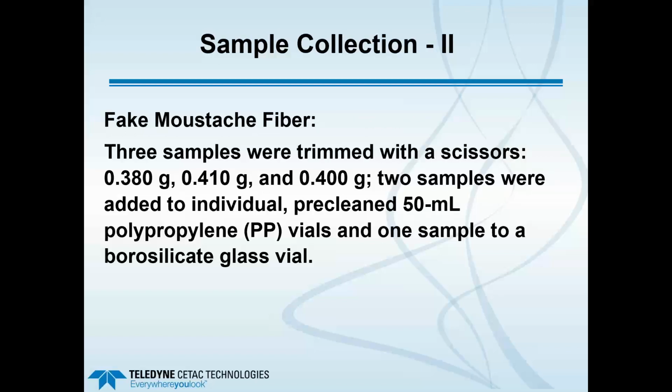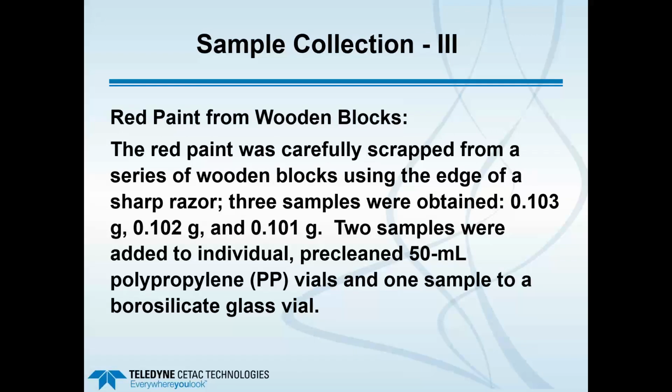The same was done with the fake mustache fiber. 3 samples were trimmed with scissors, and the masses are given. Again, 2 samples each into individual polypropylene vials and 1 sample to a borosilicate glass vial. And finally, red paint from wooden blocks, and these were carefully scraped using the edge of a sharp razor blade. We got samples all right around 0.1 grams. It took a while to get enough material scraped off. And again, 2 samples to 50 ml polypropylene vials and 1 sample to a borosilicate glass vial.